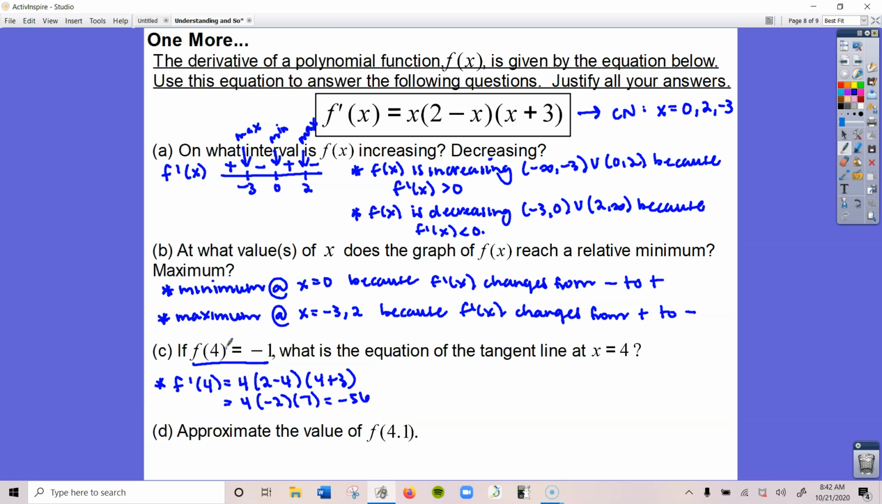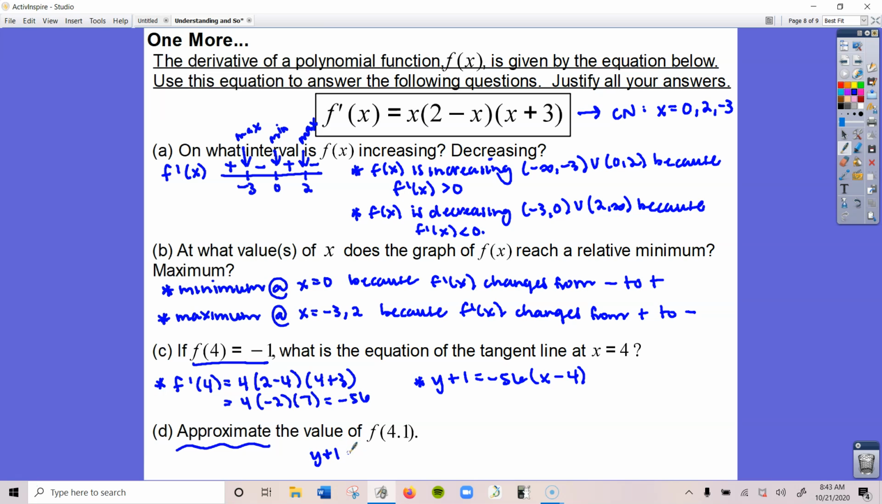So now that I have my point of tangency and my slope, I'm able to write my equation, which would be y minus negative 1, so plus 1, is equal to negative 56 times x minus 4. Then we're going to approximate the value of f of 4.1. This means to use the tangent line since we are approximating. So I'm going to plug in 4.1 into my equation.